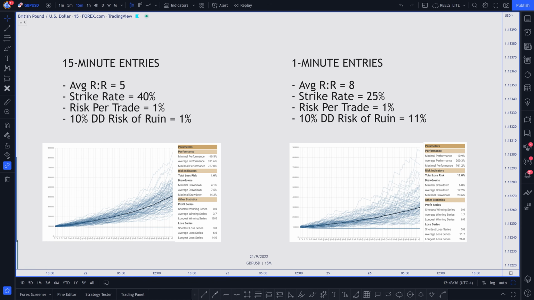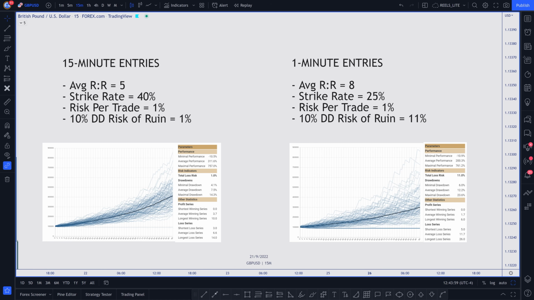Maybe you're getting swept out of positions that end up running in the direction that you intended them to go. Say your average R is 8R, which is pretty good. Your strike rate though is only 25%, and say that you're risking 1% per trade. Well, we can see that our total drawdown, or 10% drawdown risk of ruin, would be 11%.